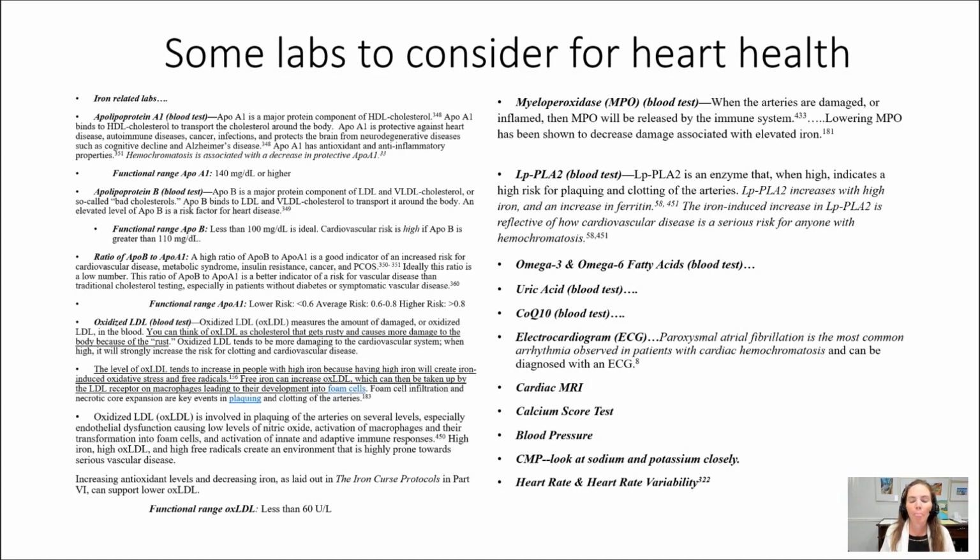Cardiac MRI. Cardiac MRI is the only way to figure out how much iron you actually have in your heart, like deposited in the heart. So it's not a common test that's done, but if you have hemochromatosis, it's worth running a cardiac MRI. And so there's that. I talked about calcium score test, blood pressure. Blood pressure is cheap, easy, and often people look over it because it's just blood pressure, right? No. Blood pressure is extremely important. We need to be monitoring blood pressure more frequently.